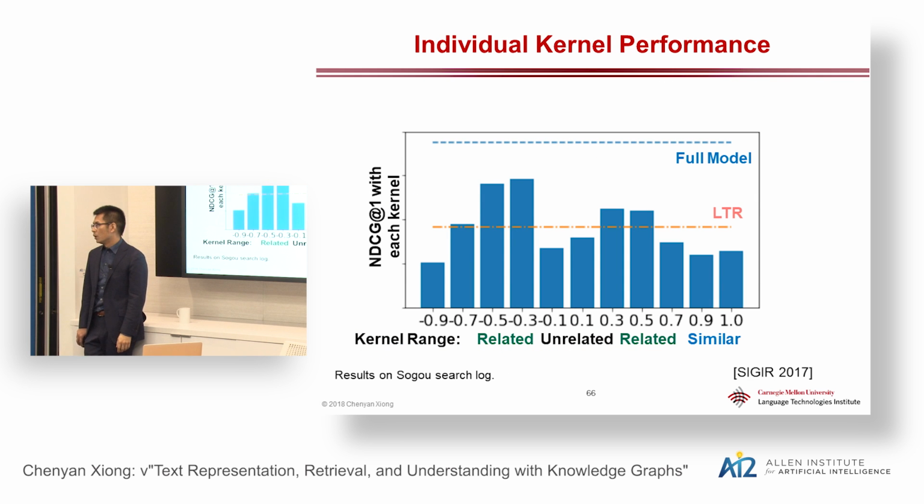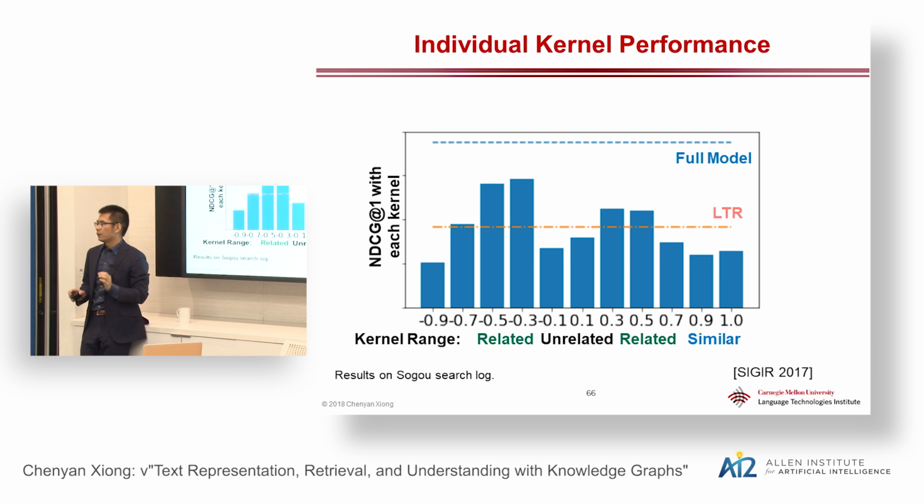And also, we can see that with the kernels, it does show that more similar does not mean that it's more relevant. So here is the performance with each individual kernel. The blue line is all of them combined together. The orange line is the learning-to-rank feature-based baseline. You can see that with the similar kernels, with the cosine similarity of 1 or 0.9, it actually contributes very little. It almost performs the worst. It's even worse than those in the background part.